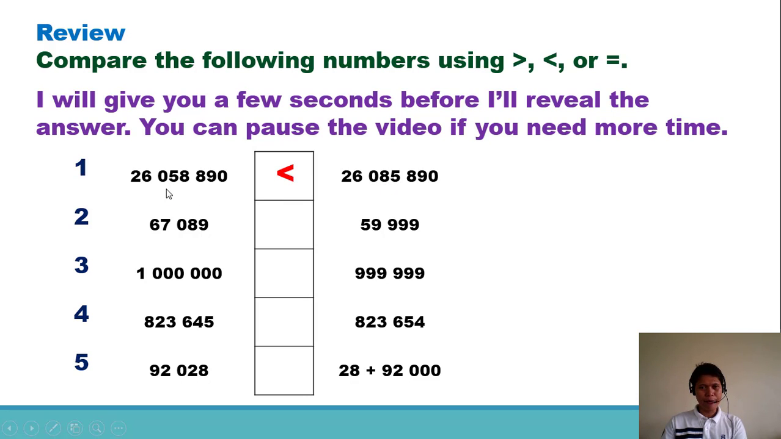This is greater than 5, so this one is greater than this number. Next, since it is 67, the value of 6 is 60,000, while the value of 5 is 50,000, this is greater. The other one, there are 7 digits, while this one has only 6 digits, so obviously it is greater. Next, 8, 2, 3, they're just the same, and 6, 4, 5. 6, 5, 4. 5 is greater than 4. In the tens place, 50, this is 40, and this is greater. And finally, they are just equal because 28 plus 92,000 is 92,028.